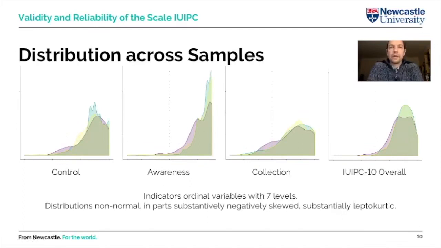Let's have a brief look at distribution across samples. Naturally, IUICP yields ordinal variables with 7 levels. It comes at no surprise that those distributions are non-normal, that they are substantially negatively skewed, and that they are partially leptokurtic. Now, these observations have consequences in what estimators one would use for confirmatory factor analysis, and you find more on that in the paper.